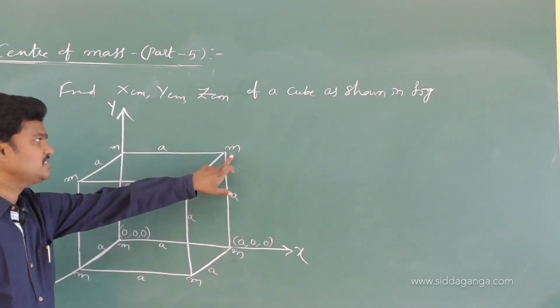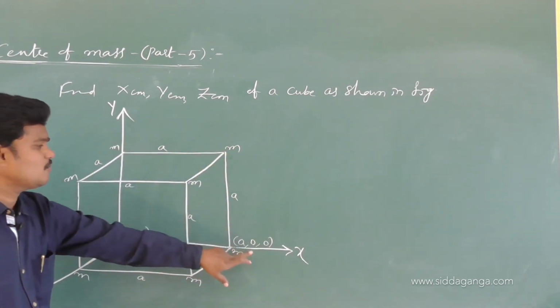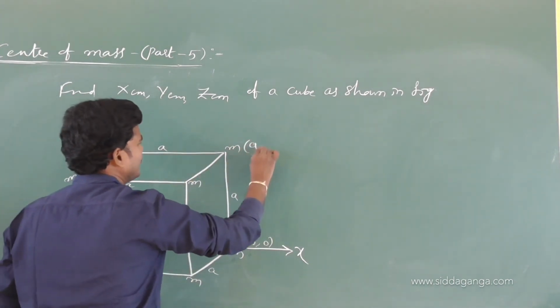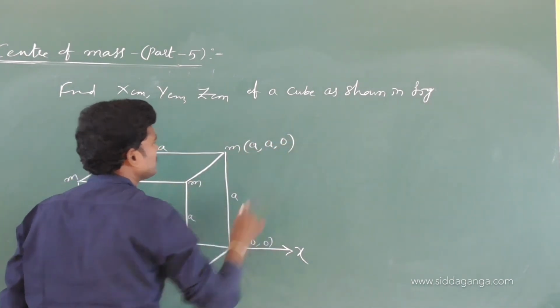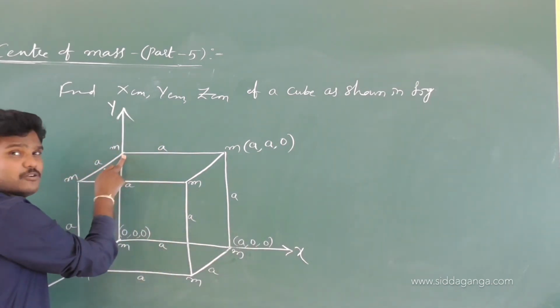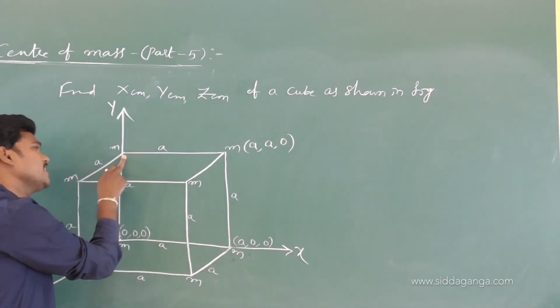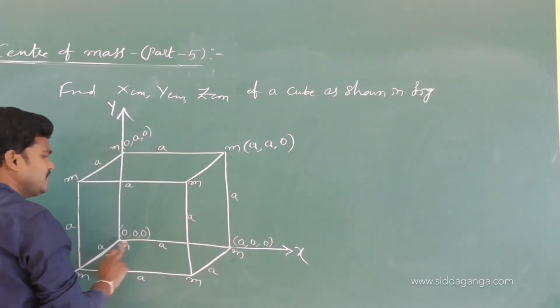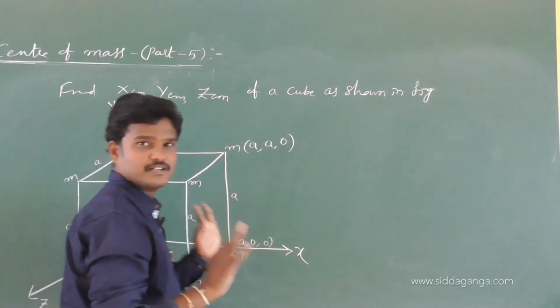Coming to this, this is in the xy plane. So what are the coordinates? a comma a comma 0. Coming to this, this is along y axis, 0 a 0. So the inner square is completed. Written the inner square.